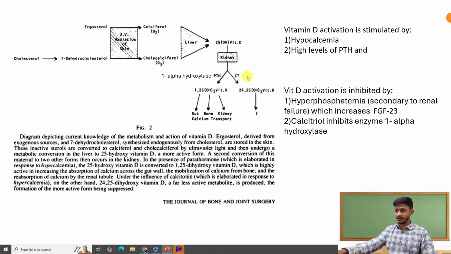Vitamin D's activation is inhibited by hyperphosphatemia. So, in case of renal failure, people are unable to excrete phosphorus. Phosphorus builds up in the blood, which increases something called FGF23. FGF23 prevents or inhibits vitamin D activation. Calcitriol also inhibits vitamin D activation. Calcitriol is nothing but a synthetic form of vitamin D. So, it increases calcium levels in the blood, but also blocks the conversion, and it increases calcium reabsorption from the gut. So, we no longer need vitamin D, so the vitamin D activation is inhibited because calcitriol is doing the job of natural vitamin D.